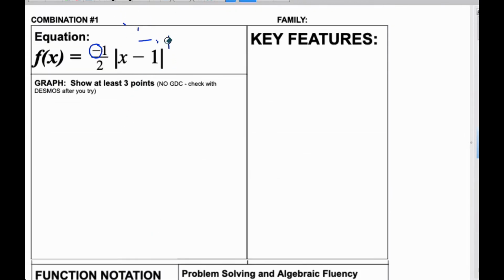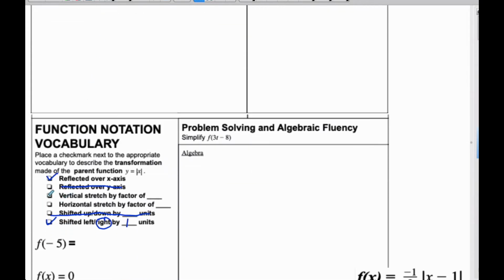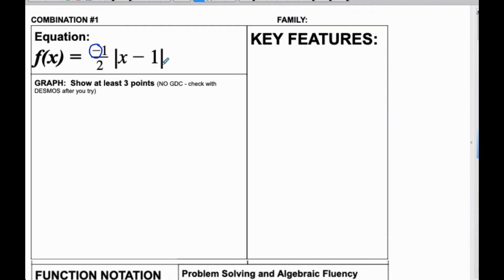And then the last thing is that 1/2. This 1/2 is on the outside of the function. It's like our a value. So that means there is a vertical stretch by a factor of 1/2. There is no horizontal stretch. So there are 3 transformations.